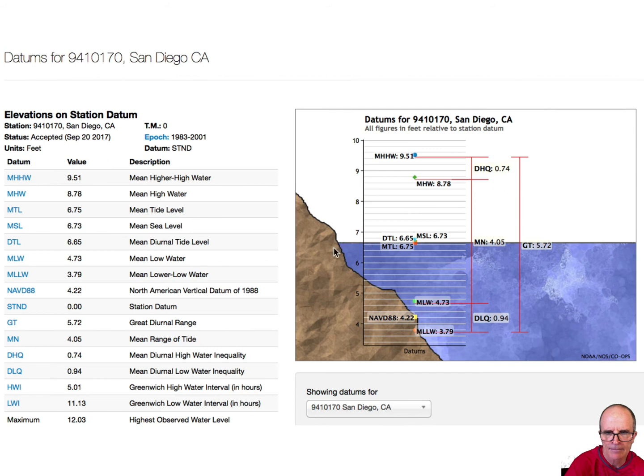So they have 6.73 feet MSL. So that's the mean sea level above that local datum, right? And our NAVD height is at 4.22. So we have basically a mean sea level height that's 6.7 feet, and in the NAVD it's 4.22. So there's about a 2.5 foot difference here between what we have as our NAVD level and our MSL level. So there's a 2.5 foot offset there.